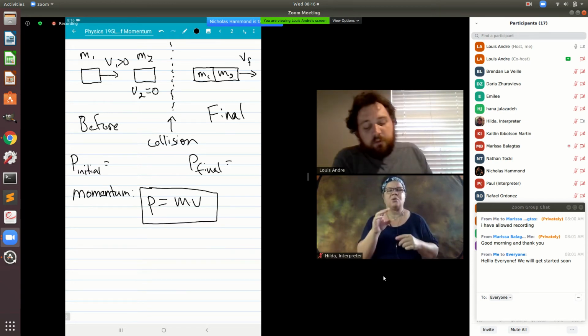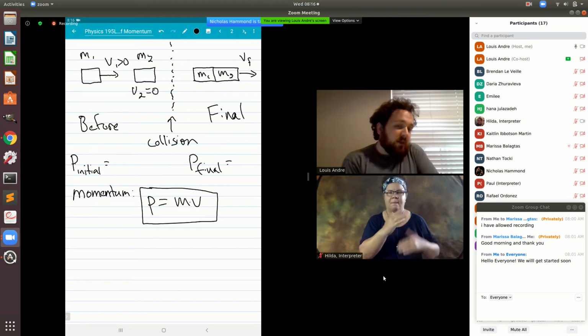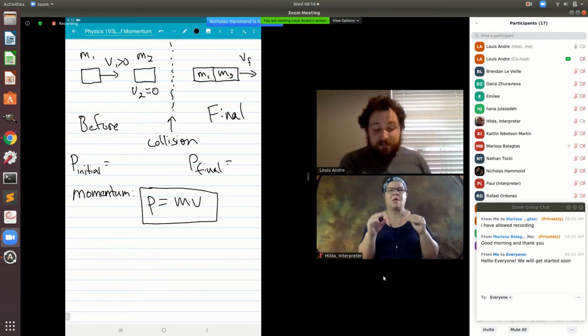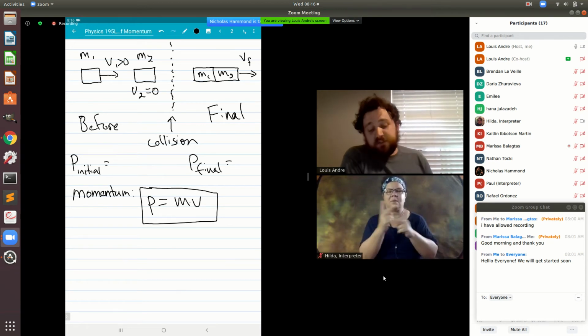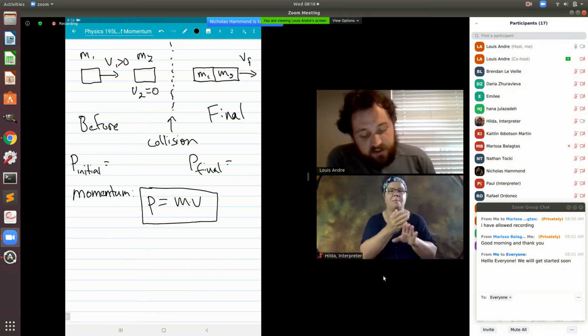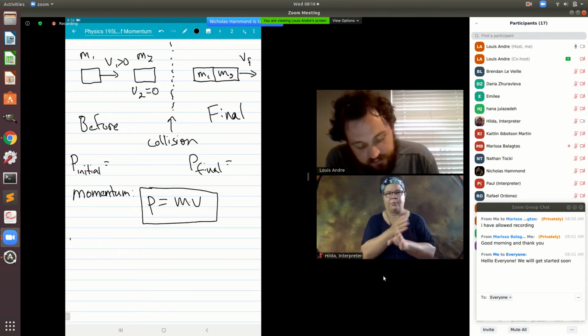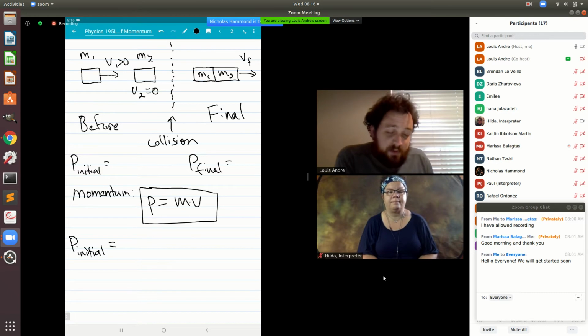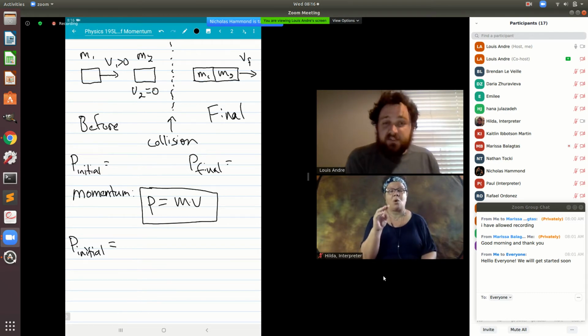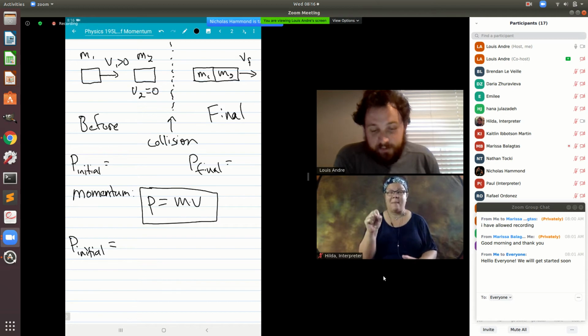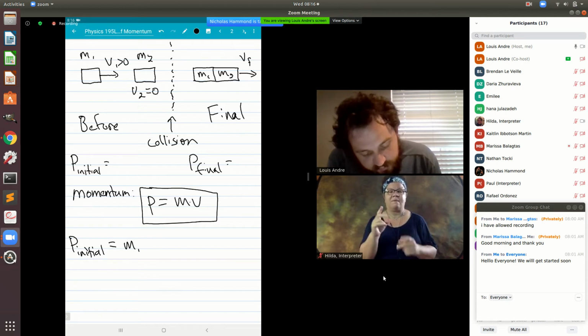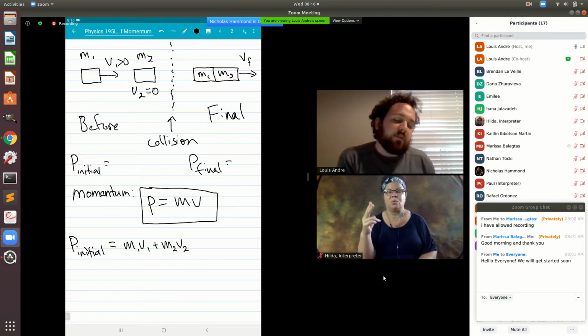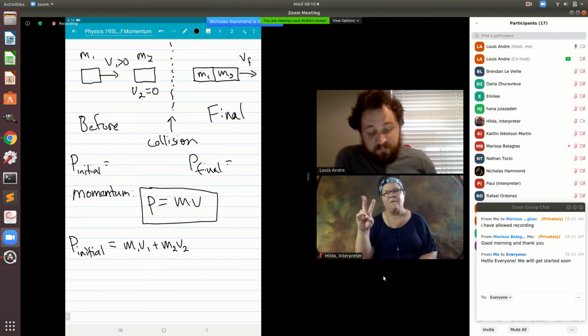So what we want to do is find the total momentum of the system before this collision happens and the total momentum of the system after the collision happens. Okay. So in this case, P initial would be, let's see. Momentum is mass times velocity, so I just want every mass times its velocity all added up. So I would have m1 v1 plus m2 v2. Okay, and I know v2 is going to be 0, but I'm just being thorough here.